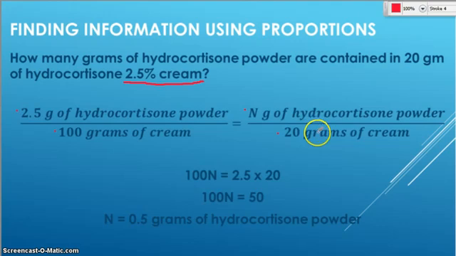Again, make sure you're writing labels for everything. It'll help you keep everything in the right positions. Now we're ready to multiply. Cross multiplication, 100 times n is 100n, and then 2.5 times 20 is going to go on the other side. When we multiply 2.5 times 20, we get 50. And then remember, we're going to divide both sides by whatever is with the letter. So in this case, we're dividing both sides by 100. And when you put that in your calculator and you divide 50 by 100, you'll see that you're going to get 0.5 grams. So always put that in your calculator to be sure.